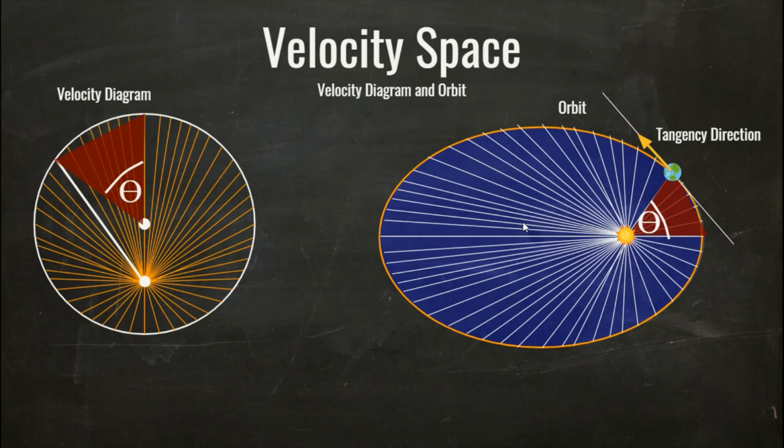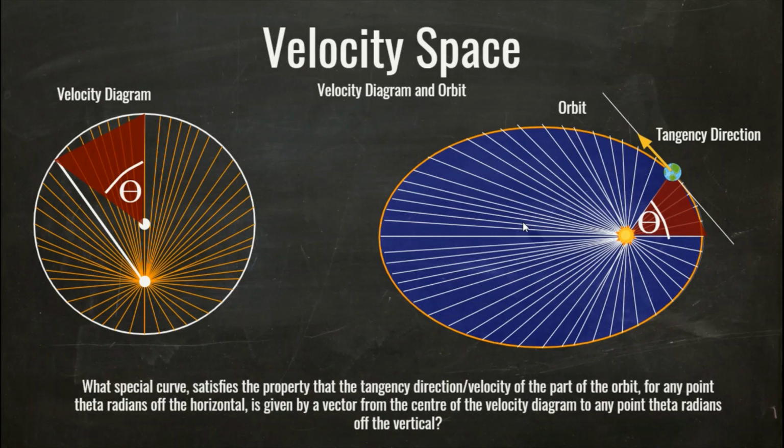So we come to the question, what special geometric curve, which is a shape, satisfies the property that moving theta radians off the horizontal in our orbit corresponds to moving theta radians off the vertical in our diagram? Is the question clear? And yes, it is an ellipse.